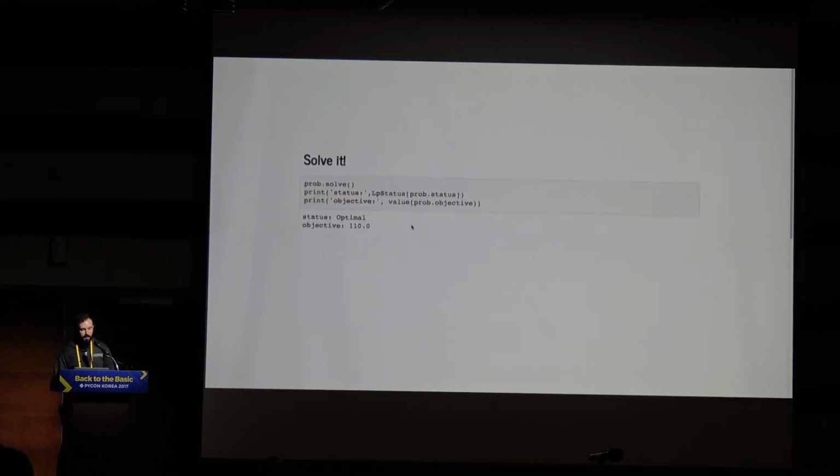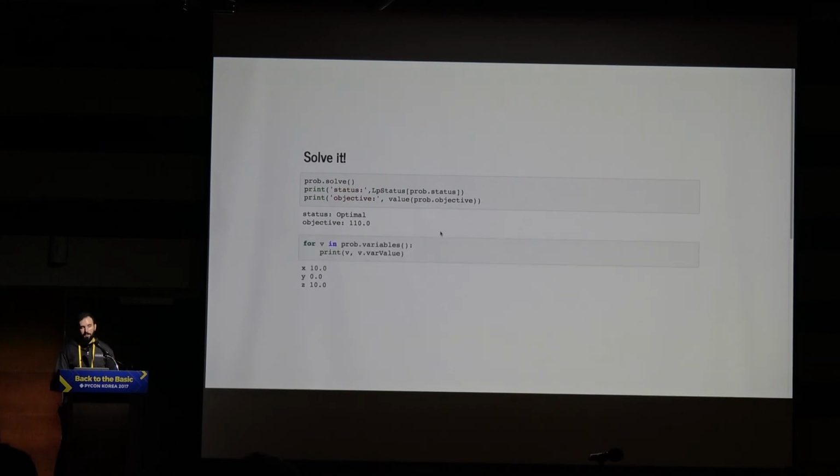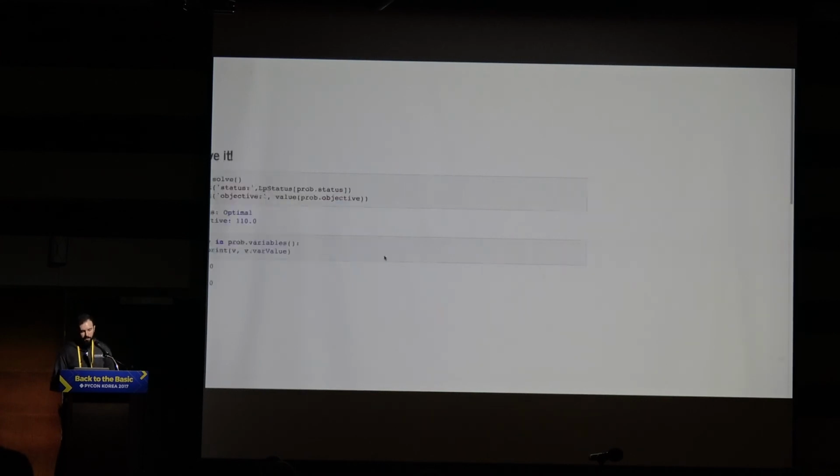So solving it is very simple. You just call problem.solve, and you can check whether it worked by looking at the problem.status. And in this case, it was optimal, and the value of f of x that's optimal is 110. The values of the variables that give you that 110 you can find by iterating through them and calling .varValue, and we get this. So this was an easy problem. You could have solved this by hand. You didn't need pulp.